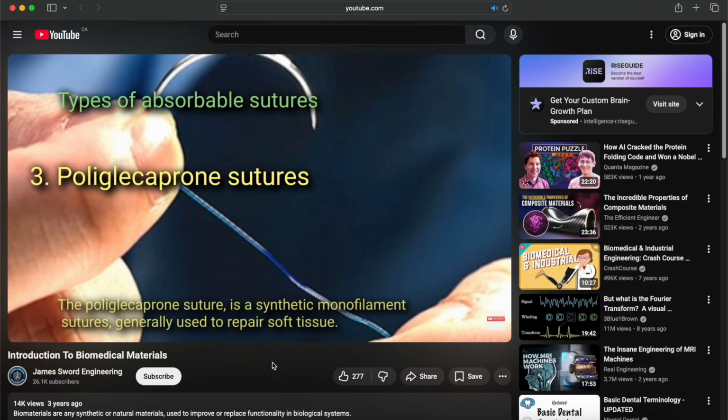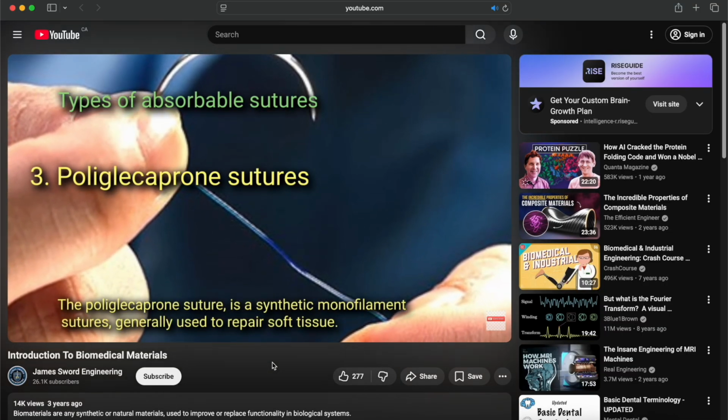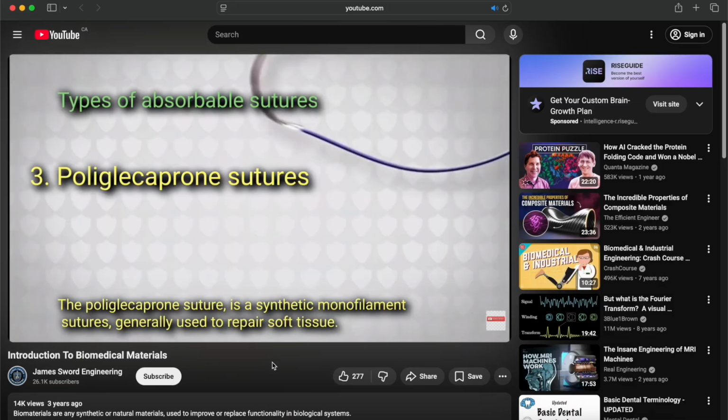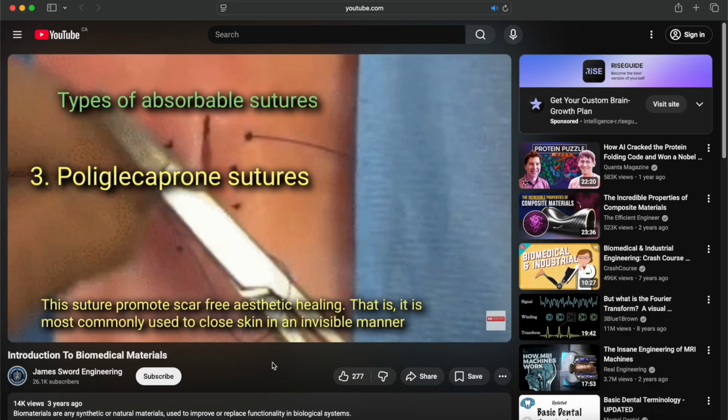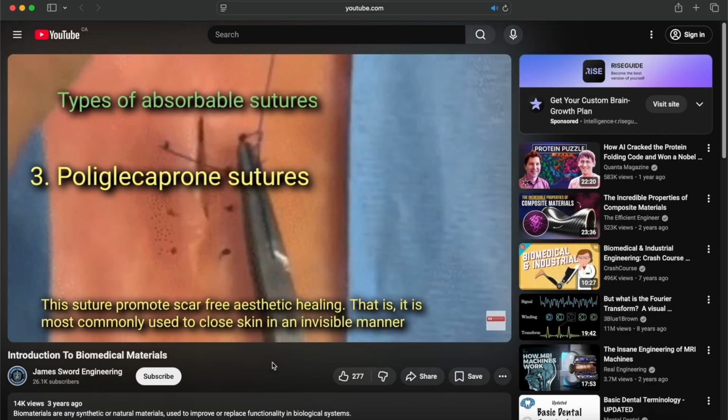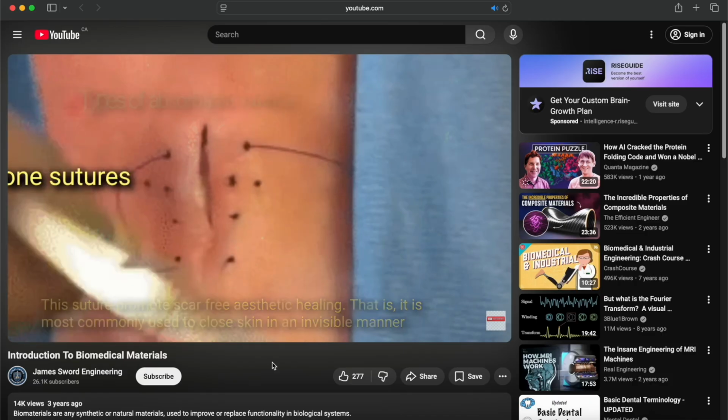Polyglecaprone sutures. The polyglecaprone suture is a synthetic monofilament suture generally used to repair soft tissue. This suture promotes scar-free aesthetic healing. That is, it is most commonly used to close skin in an invisible manner.